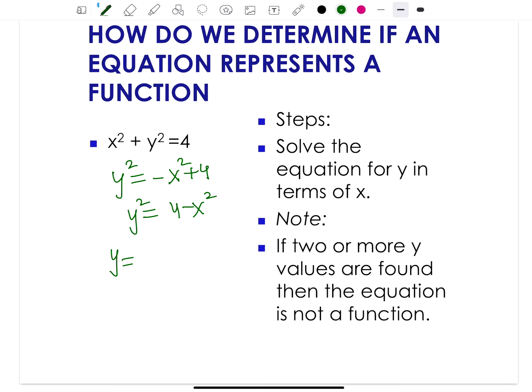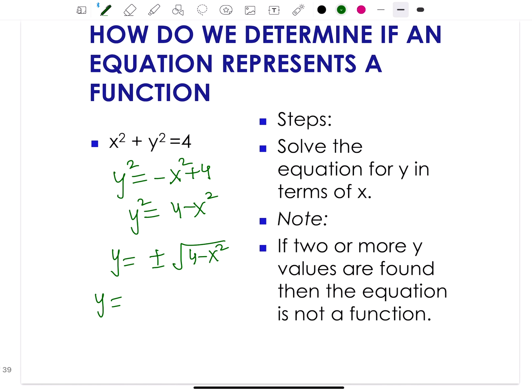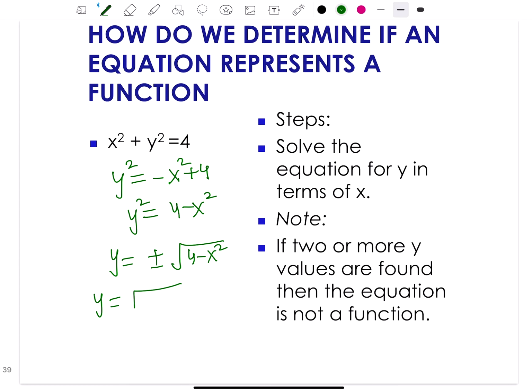And when we get y by itself, we take the square root on both sides, and we actually found two different y values: square root of 4 minus x squared and negative square root of 4 minus x squared. And that's a trouble. That means this is not a function. In this case, I have one input value related to two different output values, so that would not be a function anymore.